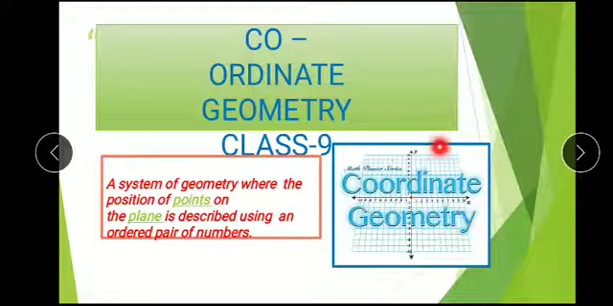Here you can see this is a plane. Any paper we can say as a plane. So in coordinate geometry we use a graphical plane. This graphical plane is used to plot the numbers, and the numbers are written as an ordered pair of numbers. A pair of numbers means two numbers are written together in the form of a bracket. Such numbers we can plot in a graphical plane. This field of geometry is called coordinate geometry.